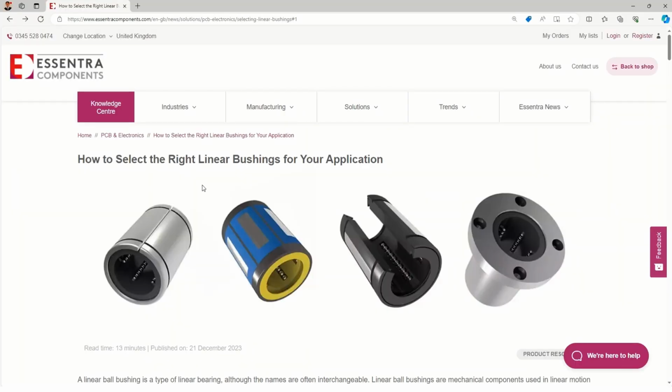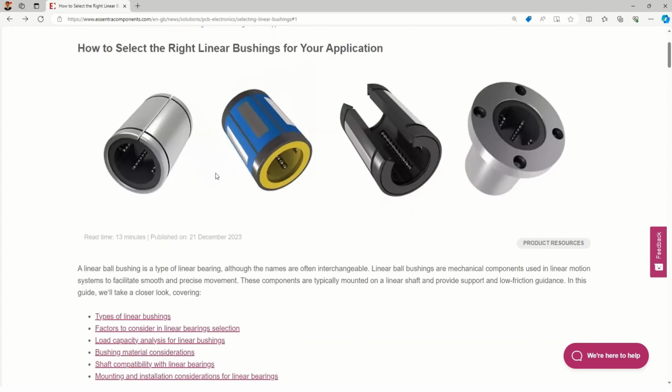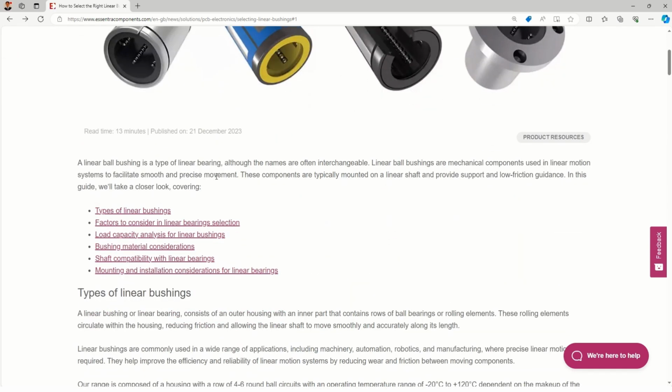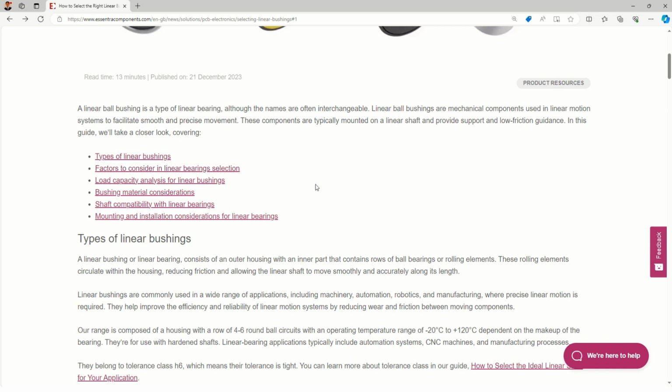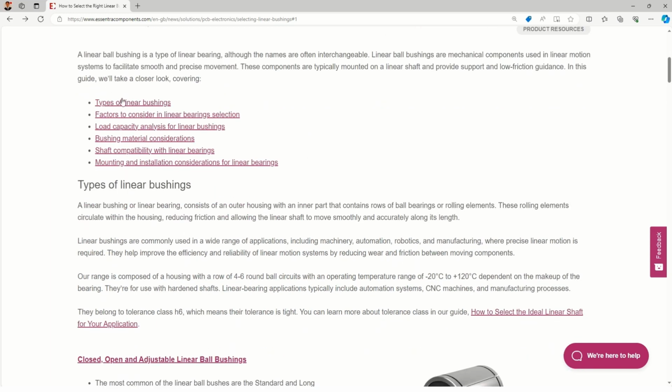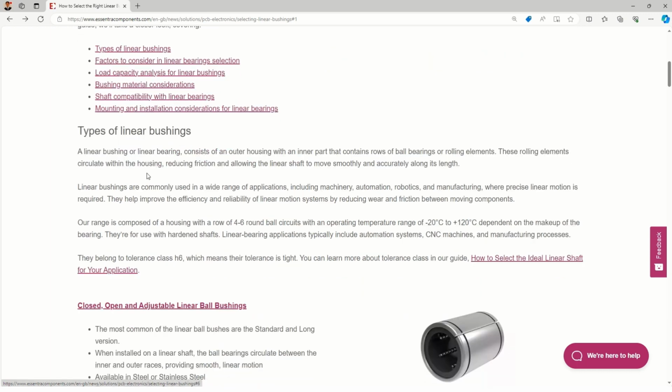Now I have found this data and I will drop the link in the comment section so that you can also see this. So we will discuss types of linear bushings, which are also called ball bushing or linear bearing. These terms are widely used, and we will see the types of bushings, factors to be considered, load capacity, bushing material considerations, shaft compatibility, and mounting and installation. Right, then let's check out types of linear bushings.